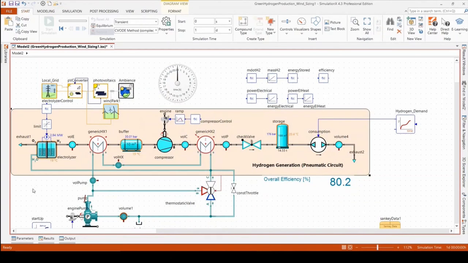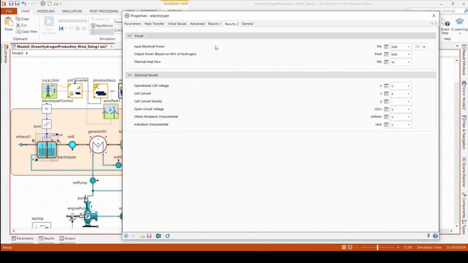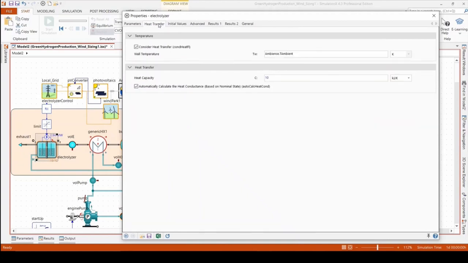The hydrogen generation is modeled by a pneumatic circuit that contains the electrolyzer element, which simulates electrolysis, the process of decomposing water into hydrogen and oxygen with the help of electricity, which in this case is generated by renewable energy sources. The electrolyzer element allows datasheet-based parameterization and can simulate the impact of temperature and pressure on the electrolyzer's performance. It also simulates the electrochemical behavior such as open circuit voltage, activation over potential, and ohmic resistance. Heat transfer of the electrolyzer can be considered optionally.